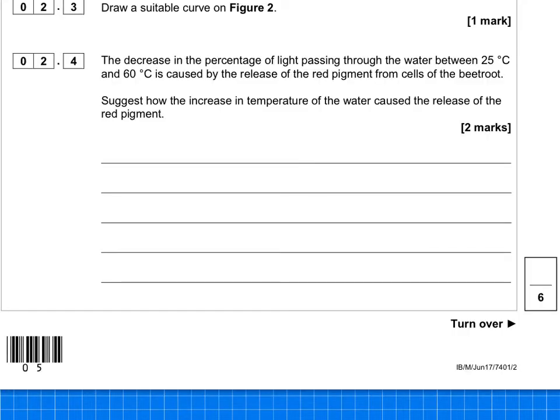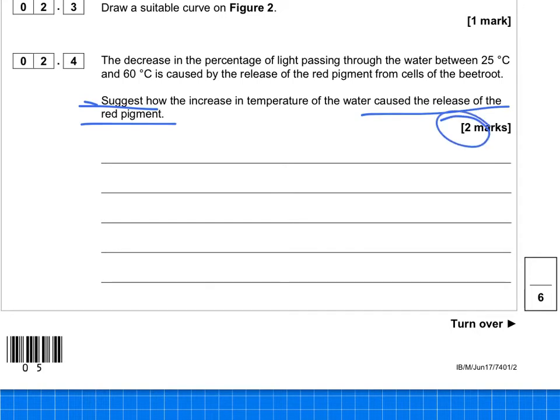Then question 2.4, and it says the decrease in the percentage of light passing through the water between 25 and 60 degrees C is caused by the release of the red pigment from cells of the beetroot. Suggest, that's the command word there, suggest how the increase in temperature of the water caused the release of the red pigment. That's 2 marks.